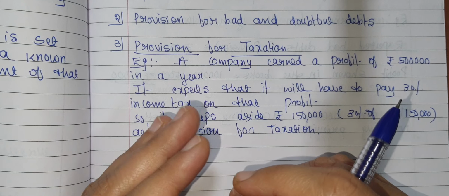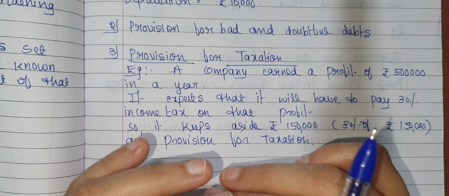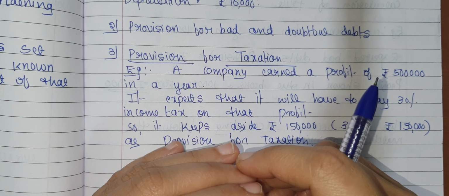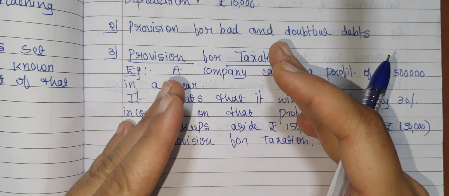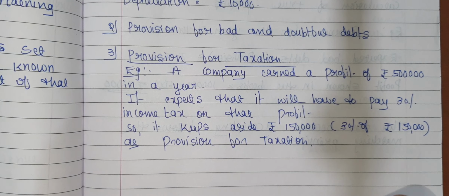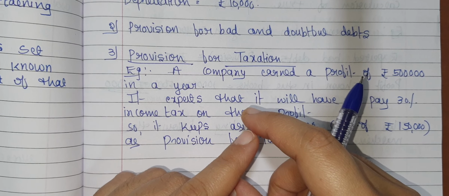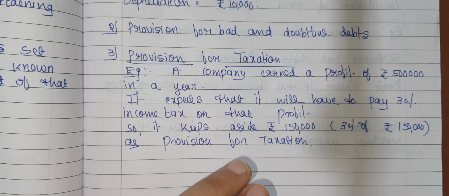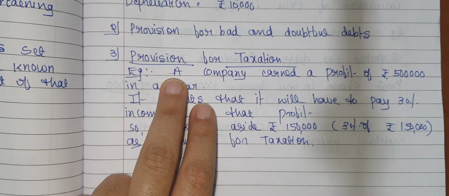Why? Because the final assessment by the government happens later. So for safety, the business estimates how much tax it will have to pay and keeps that amount aside from its profit. Clear? That amount is known as provision for taxation. Clear? Let's see the example.